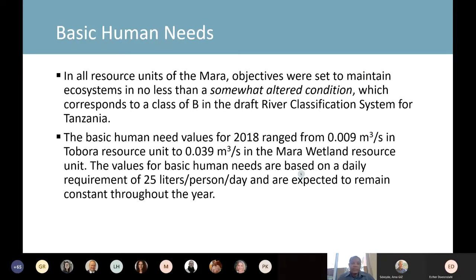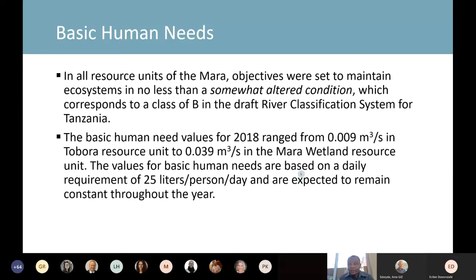And we also developed the human basic needs values. As for 2018, they ranged from 0.009 to 0.039 meters cubed per second in the Mara sub-basin. The basic human needs were also developed to be 25 liters per person per day and are expected to remain constant through the years.